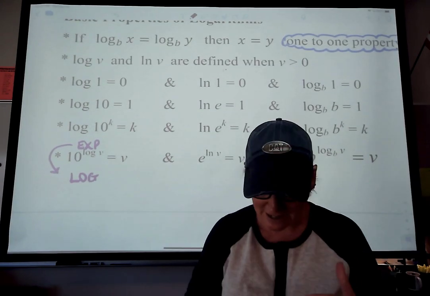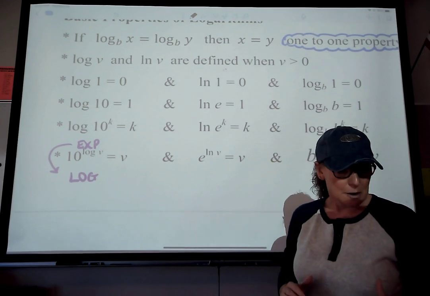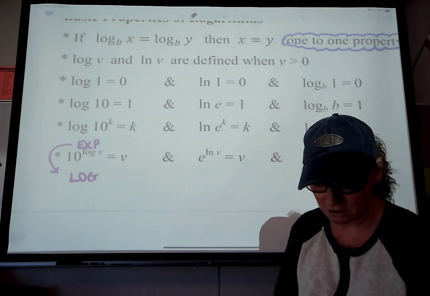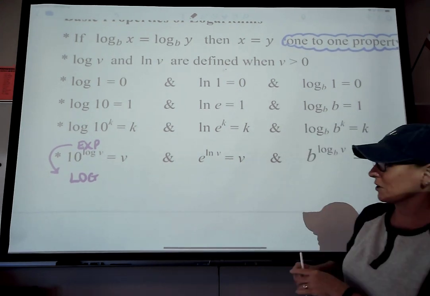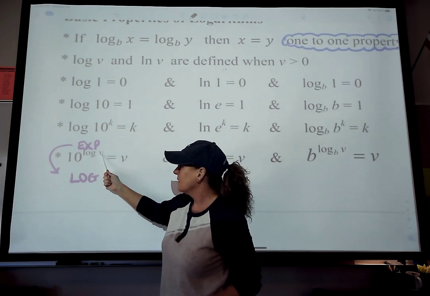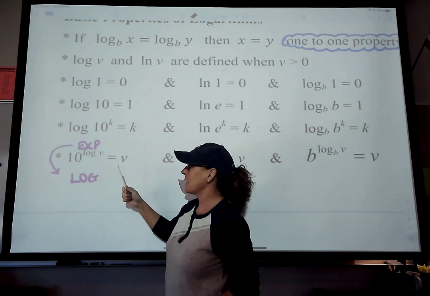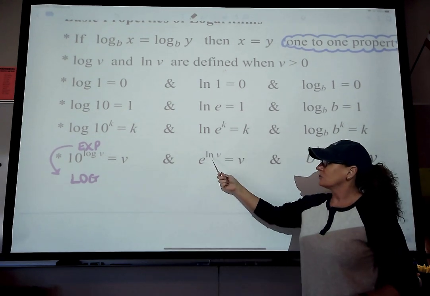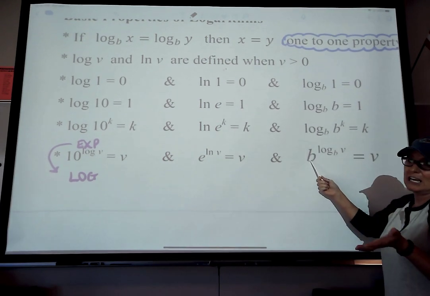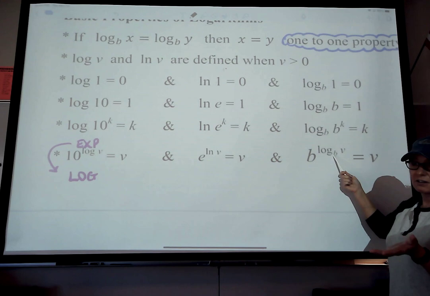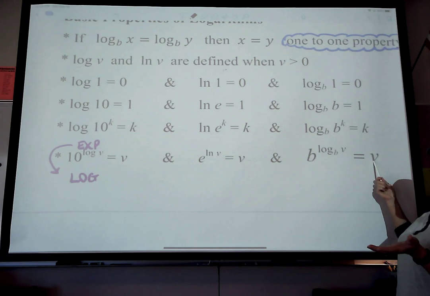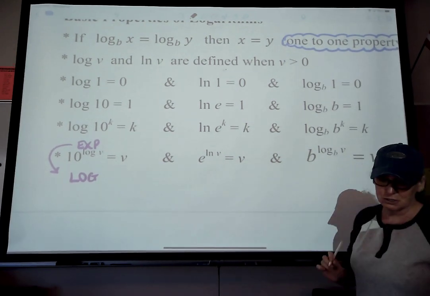Okay, now these last ones are kind of hard, but you're going to get the hang of it and find a shortcut. I know y'all are all about shortcuts. So let me explain how this works. Did you know that 10 to the common log of v is just v? You probably didn't know that. And e to the natural log of v is just v. So pretty much anything to the log of, as long as it has that base, is just v.